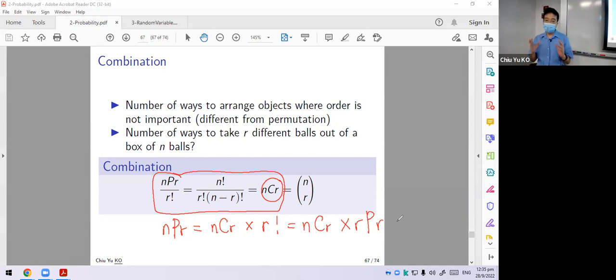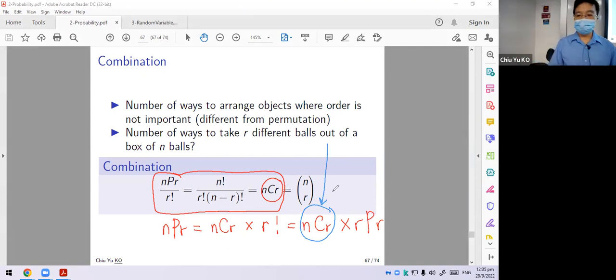So you may ask why this formula works. We can understand this from 2 perspectives. We can start from the idea that nCr is what we want to find, right? How many different ways to pick up the balls, and we don't care about the order. And for each way, suppose you pick r balls, how many different ways can you rearrange them, which is rPr. So that's why when you multiply, you have nPr.